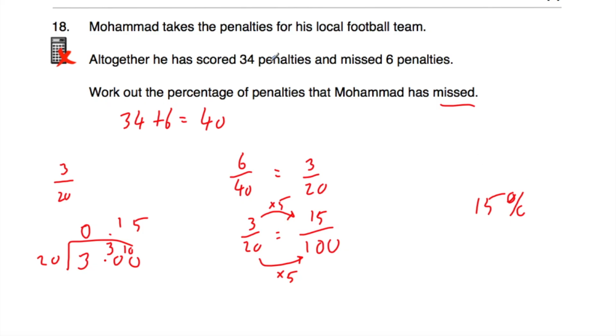So in this question, I would say the trickiest step would be to notice at the beginning that he scored 34 penalties and missed 6 penalties, so altogether that's 40 penalties. And that's very important, particularly when we write down the fraction of penalties that he's missed.